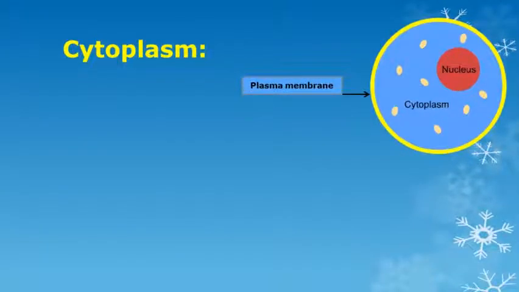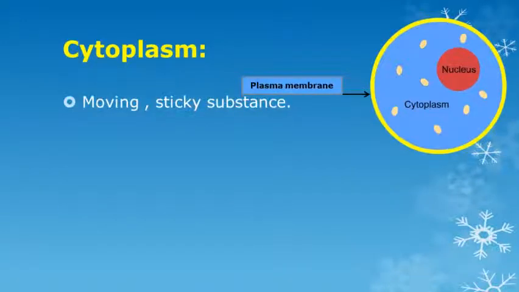Now our next cell component is the cytoplasm. Here one picture is shown to you on the slide. This is the cytoplasm. You can see a red colored nucleus, and outside the nucleus the cytoplasm is there, and you will observe a yellow colored plasma membrane. So cytoplasm is the fluid between the plasma membrane and the nucleus. You can observe this in the picture also. It is a moving, sticky substance, a gel-like fluid which is moving.